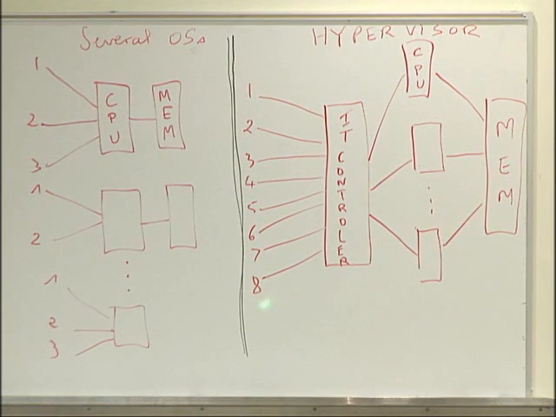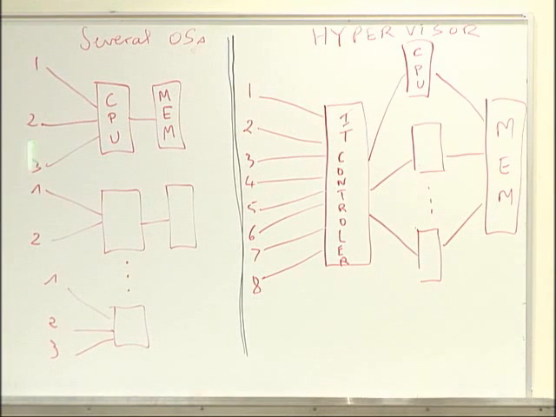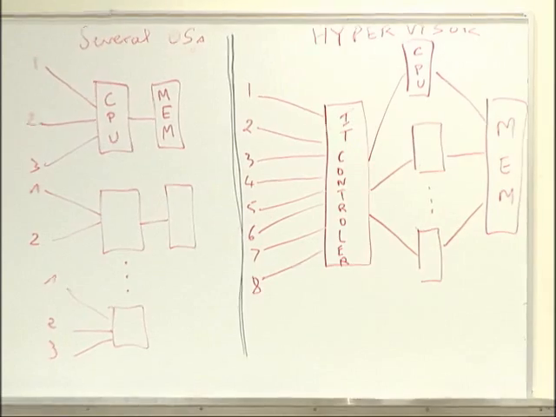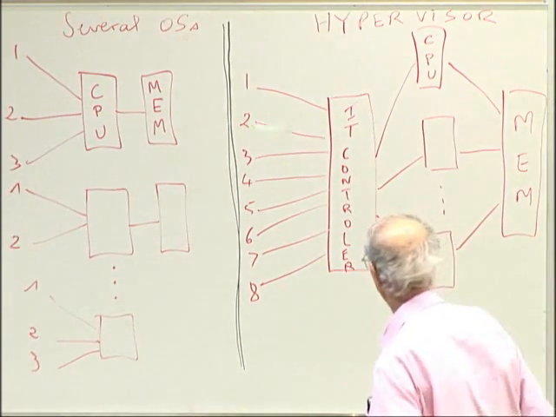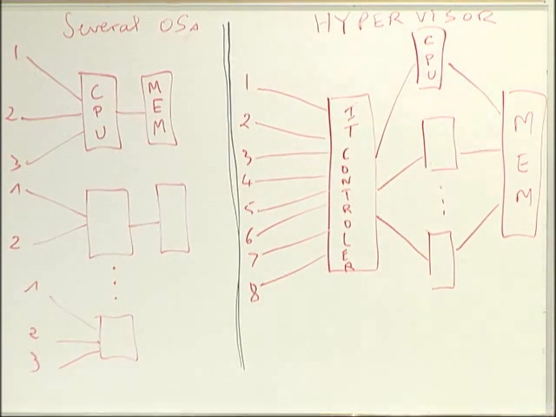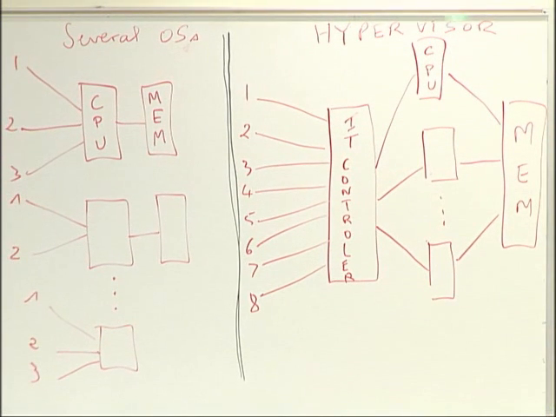So these are the physical interrupts, and for each individual guest, this becomes the virtual interrupt. And here we have a hardware device called the interrupt controller. And here we have, of course, the hypervisor machine, which has several CPUs that are connected to the interrupt controller, and they share a certain memory.